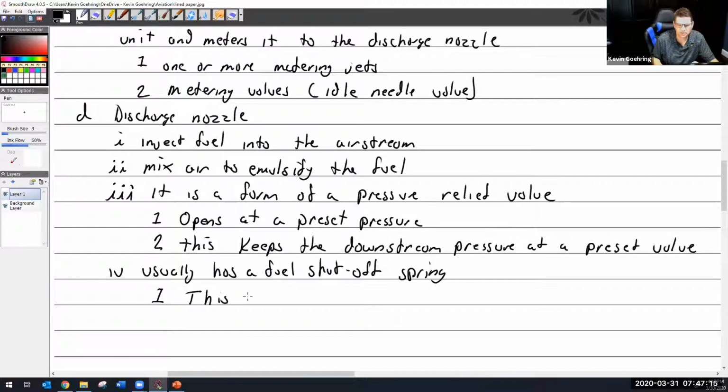So this keeps fuel from dribbling. That's an industry term. Fuel, this keeps, oops, let's try writing all the words. Fuel from dribbling. Dribbling into the engine.